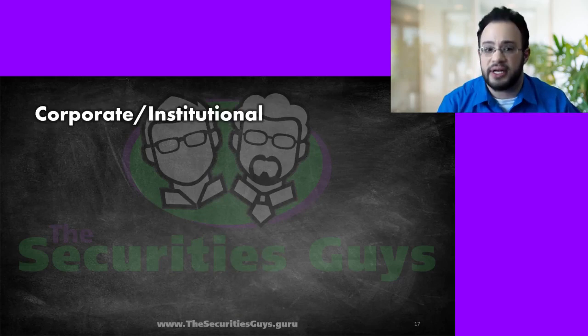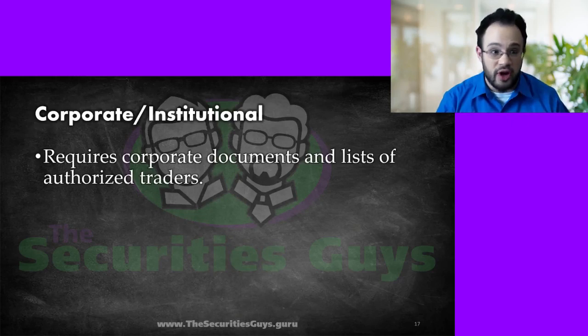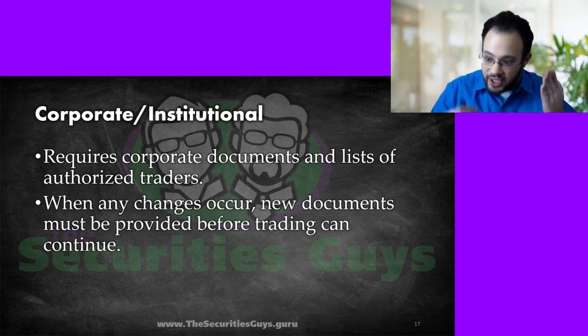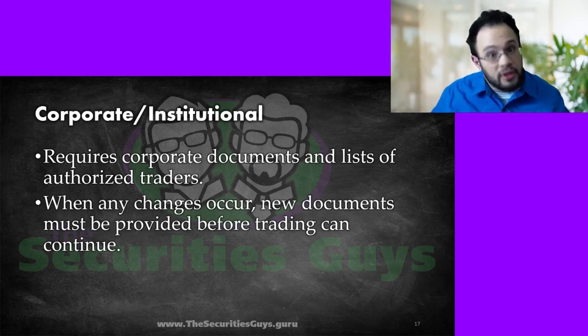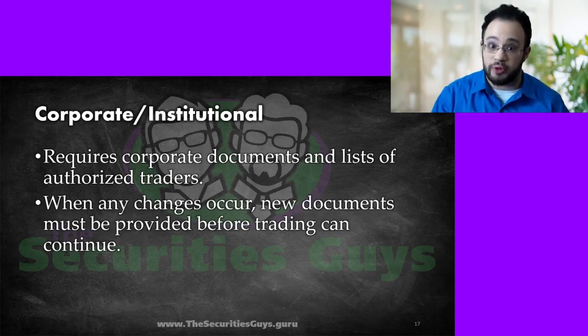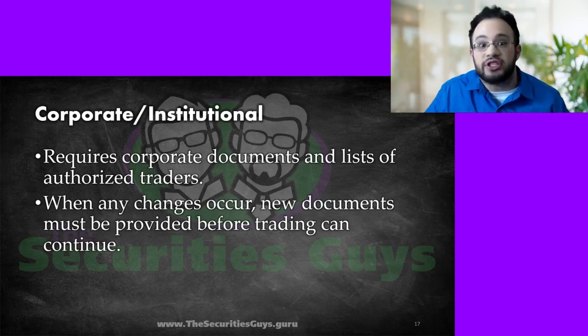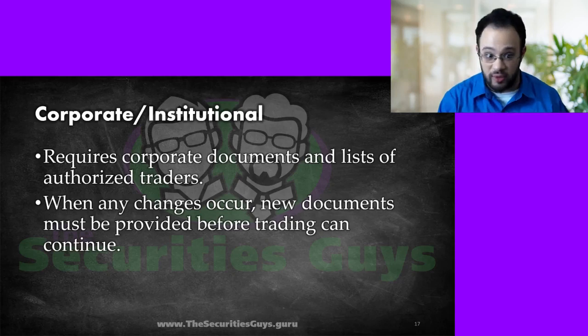There are also corporate and institutional accounts. These are going to require corporate documents and lists of authorized traders. When any change occurs, new documents must be provided before trading can continue. Corporate documents, corporate charters, basically are the birth certificate of these corporate people. These are people, they're just not natural persons. These are corporate persons. But the charter is basically their birth certificate. If any changes occur to the company, then they don't match, they don't really exist until those changes are fixed. That's why, when any changes occur, we need the new documents quickly.